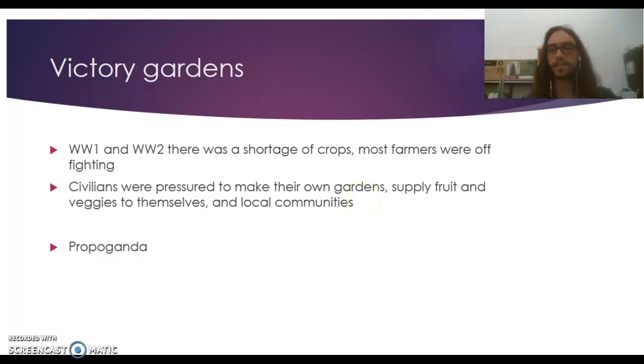Another thing that is just kind of interesting to talk about is the Victory Gardens. So Victory Gardens were proposed in World War I and World War II because there was a shortage of crops because most farmers were off fighting. Most of the male population was gone. They were across the seas, you know, killing, getting killed, all sorts of stuff. They're fighting for their country. So civilians, mainly women, were pressured to make their own gardens to supply fruit and veggies to themselves and the local communities. And we called these Victory Gardens.